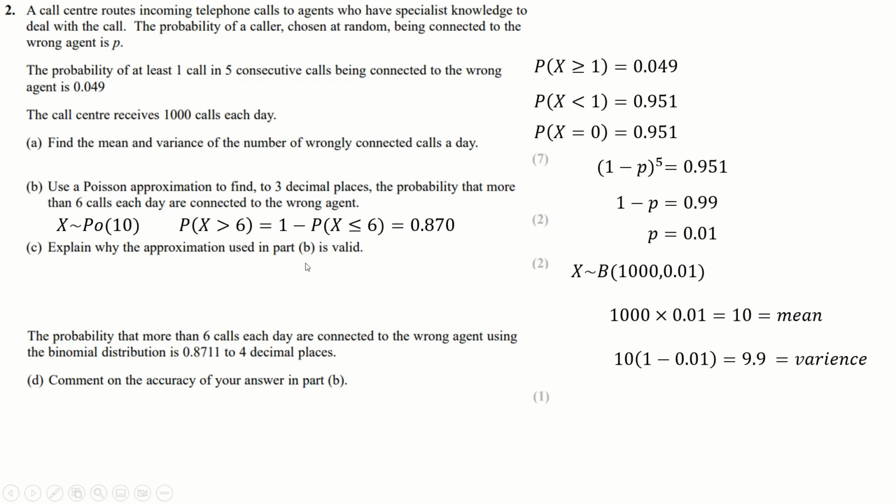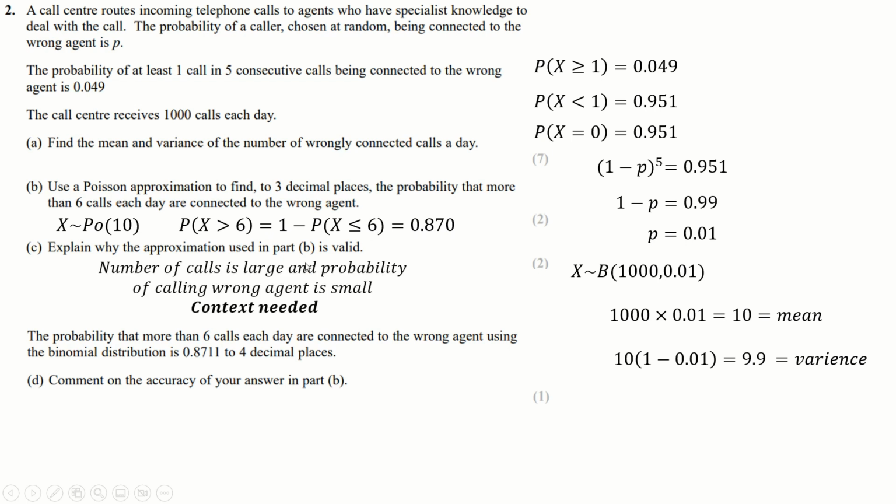Explain why this is valid. You can't just say that n is large and p is small. You need the context. You need to say the number of calls is large and the probability of calling the wrong agent is small. So get the context in there. The mark scheme was quite specific about that. The probability that more than 6 are connected wrong using the binomial is this. Comment on the accuracy. Again, just mathematical speak here. The approximation is accurate to within 2 decimal places, and that's all you have to say.